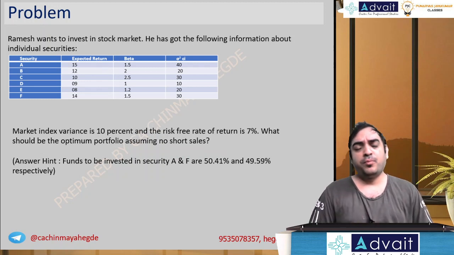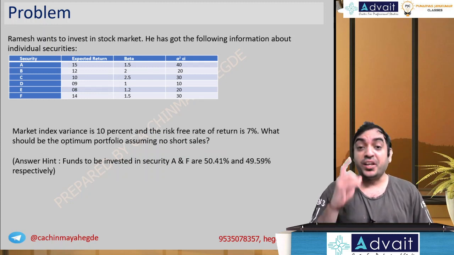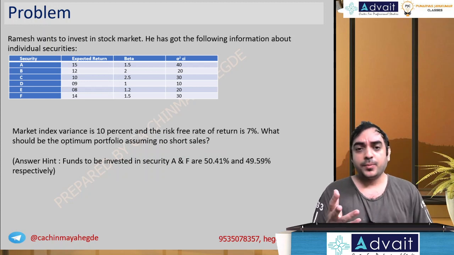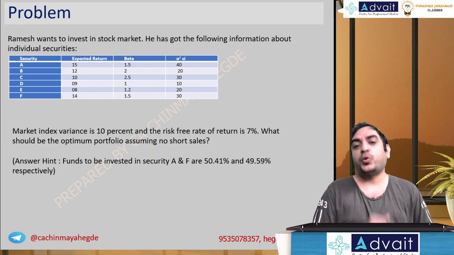This is the problem on portfolio management, which is very rare in nature. In fact, it has come only once in exams. So, this problem and this concept I have not even solved in my regular live classes, but I've been getting this request from many students on this problem. So, here I'm doing this.